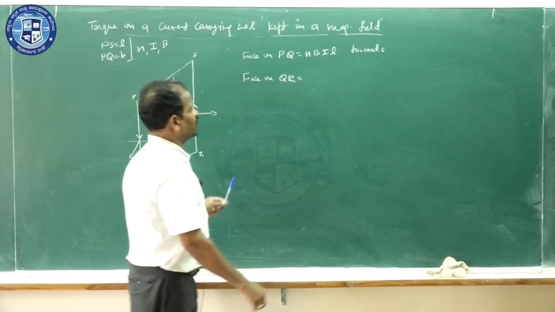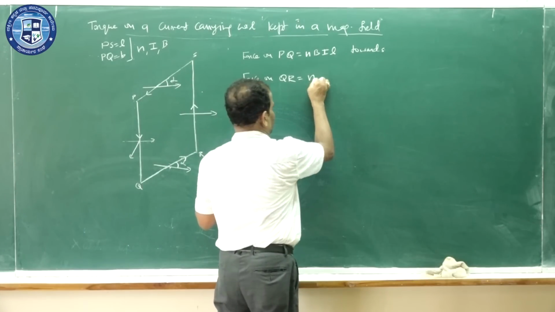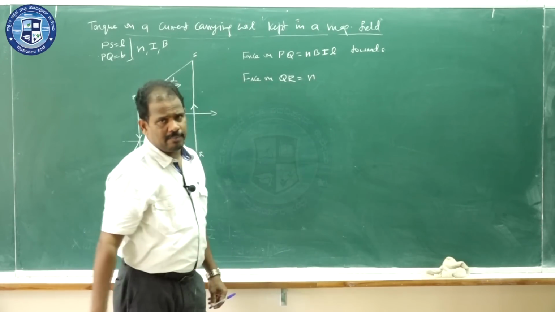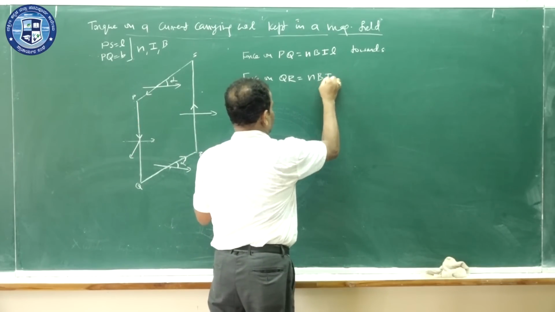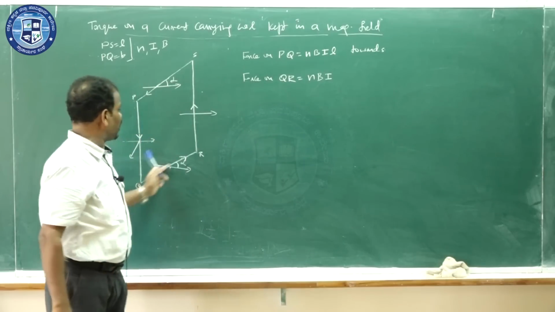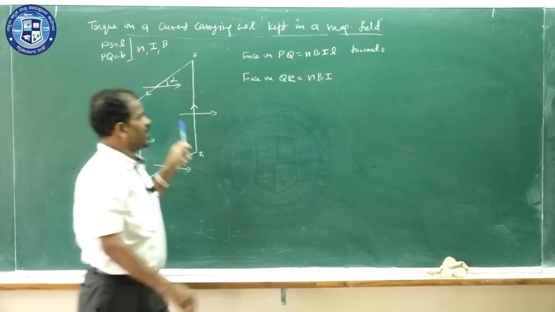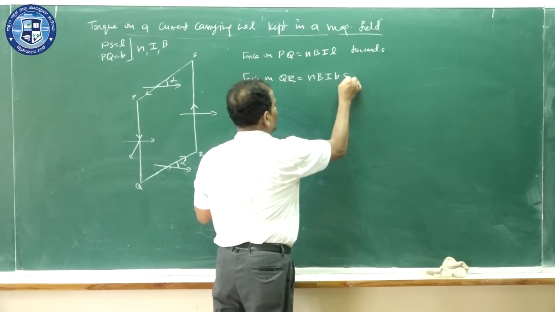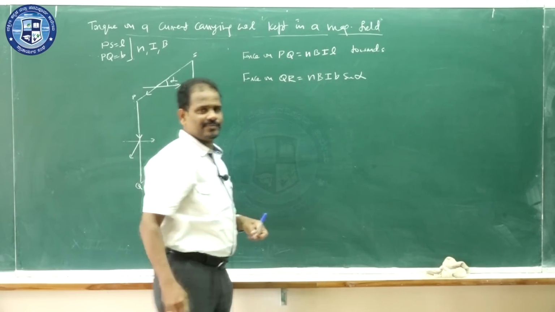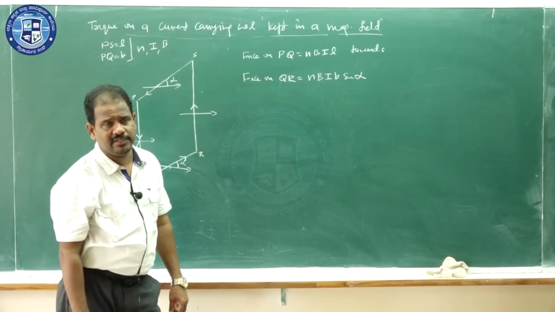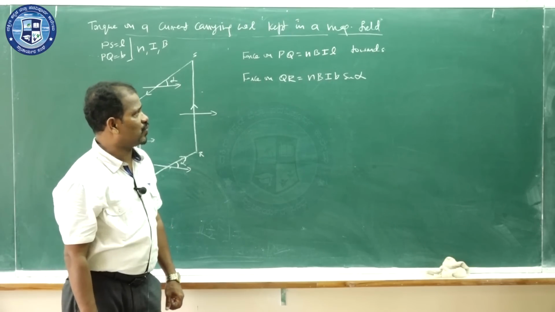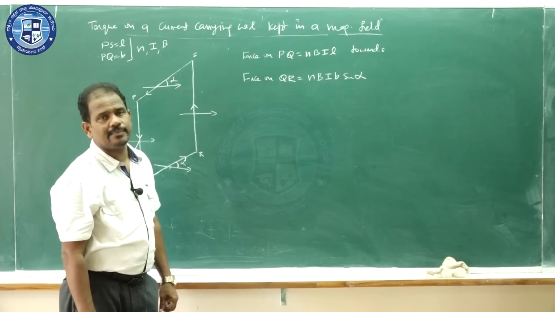What is the force formula? It is n number of turns as it is. BIL sin theta: n into B, the magnetic field is B only, current is I, the length is the breadth of this. What is the breadth? I told you it is b. So n B I b sin alpha. Perfect, no? This is not 90 degrees, it is alpha. So force on QR is NBIb sin alpha.